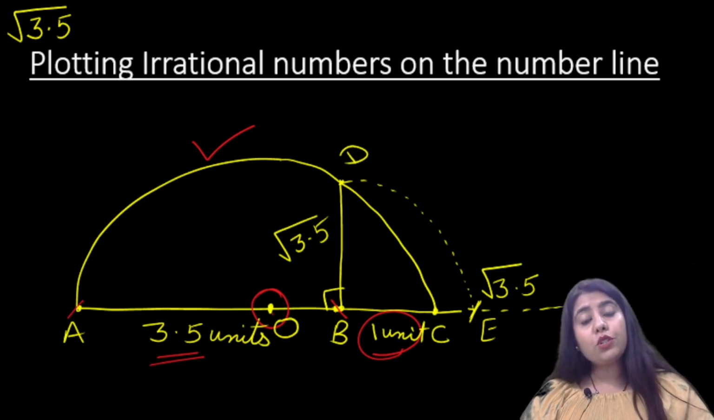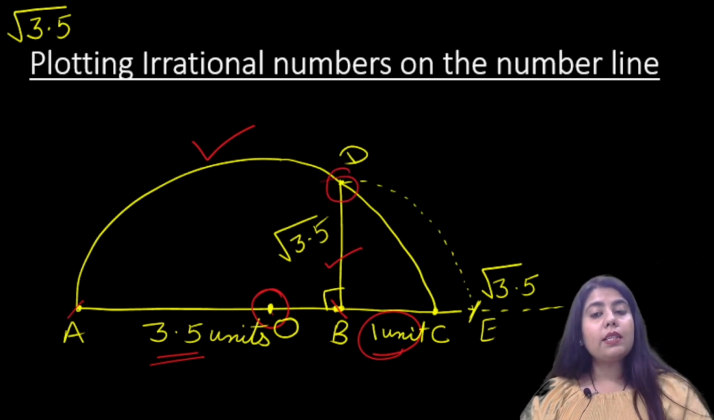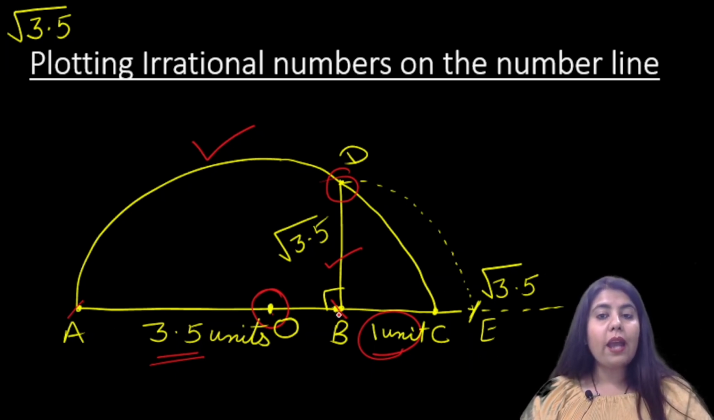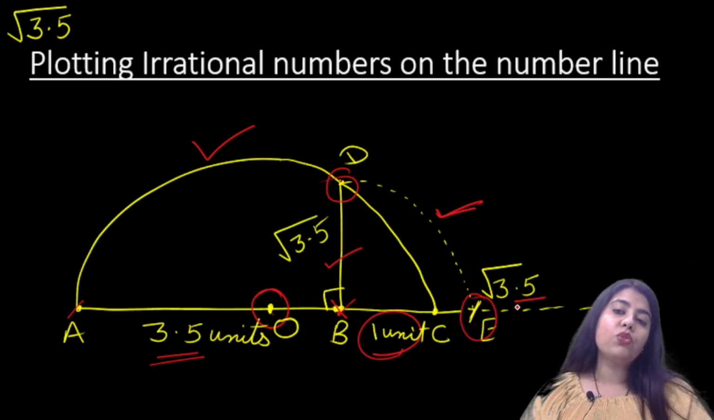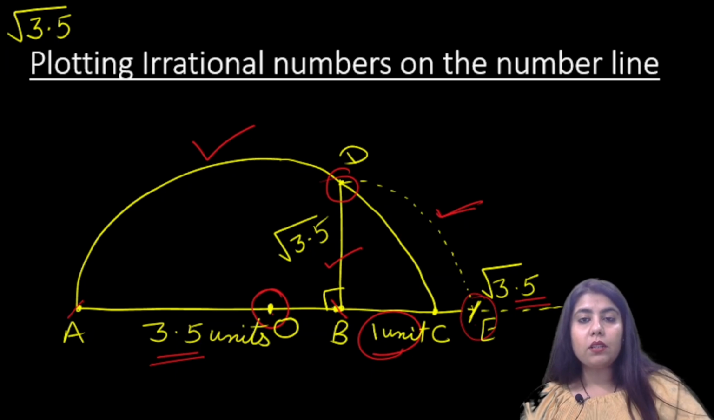semicircle. When we drew the semicircle, from point B we have to draw a line that is perpendicular at point B, and it is intersecting the semicircle at point D. Now in the next step, we have to take the compass and, taking B as the center and BD as the radius, we have to draw an arc, and this arc intersects the number line at point E, and that point E is root 3.5 on the number line, and hence we got root 3.5, which is an irrational number, on the number line. Clear?